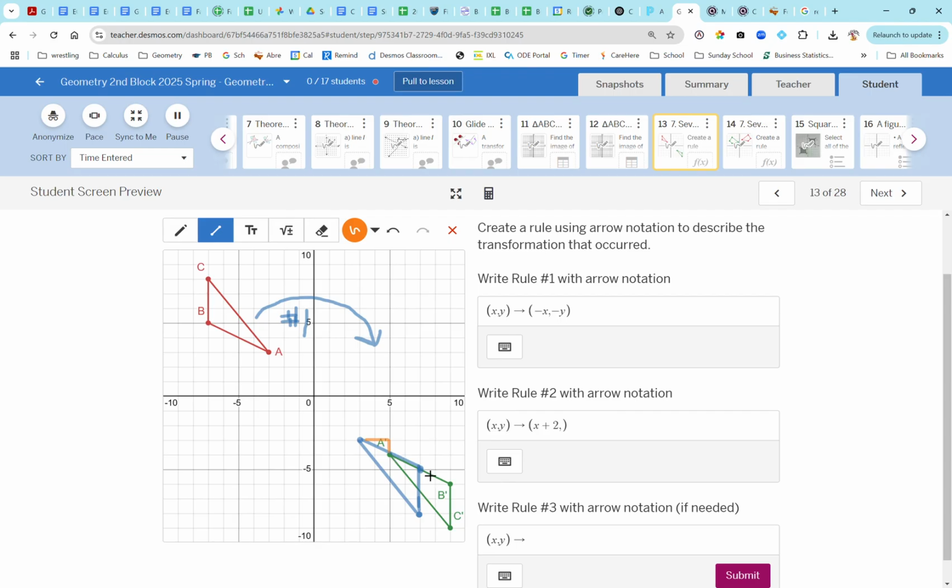Notice B is the same thing. Left 2, down 1. Check out C. Left 2 and down 1 to get to there. So we've got our right 2. Now we need to go down 1, which is going to be a y minus 1. And we're done. We don't need to move it anymore. Let's go to our next one.